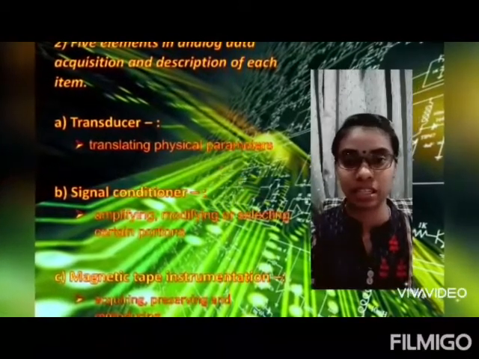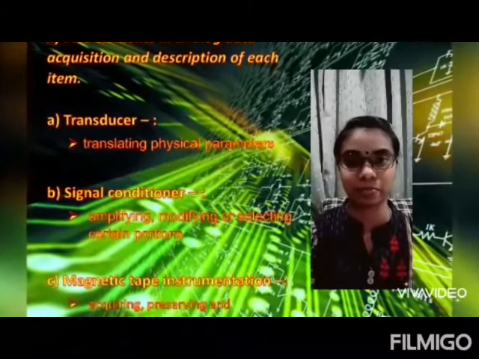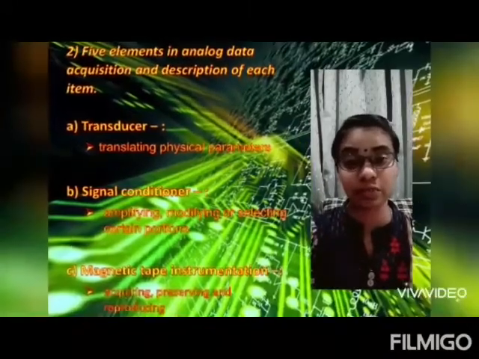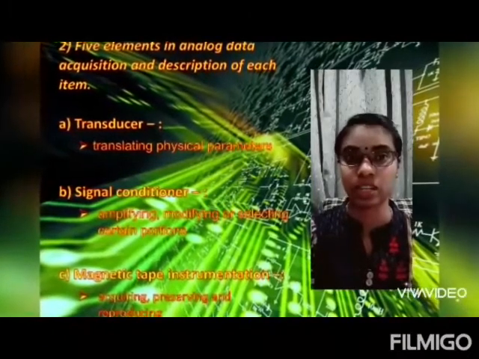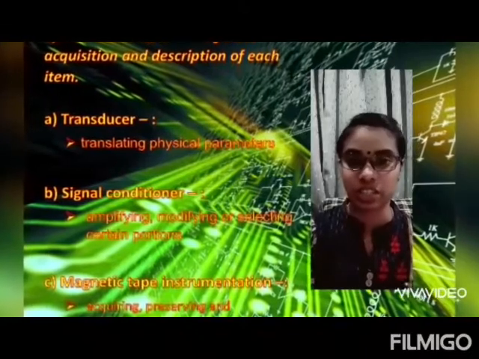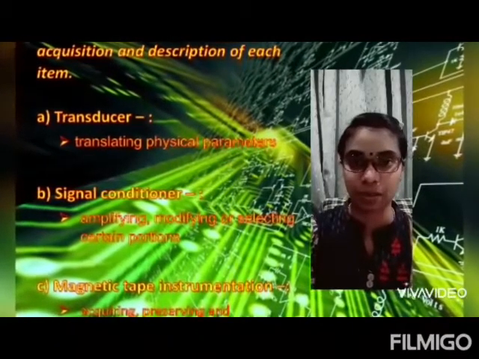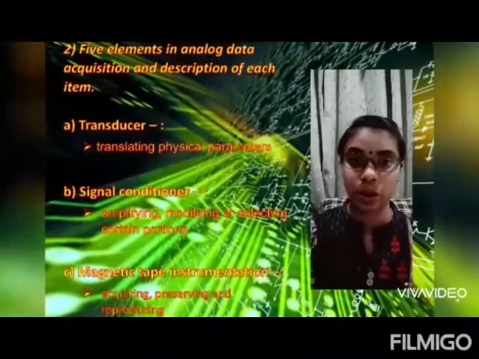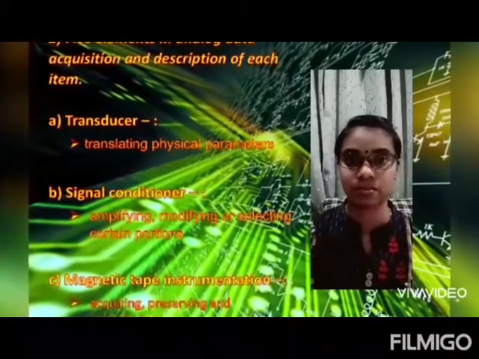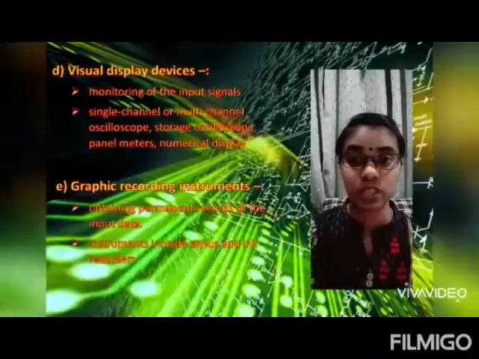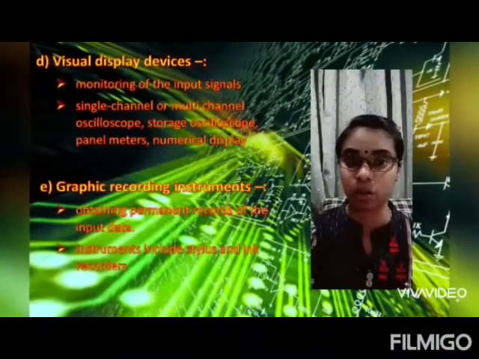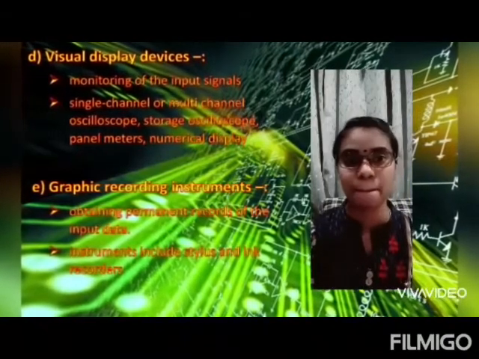Furthermore, the elements in analog data acquisition are: first, transducers, which translate physical parameters into electrical signals. Second, signal conditioners, which amplify, modify or select certain portions of these signals. Third, visual display devices, which provide continuous monitoring of the input signals.